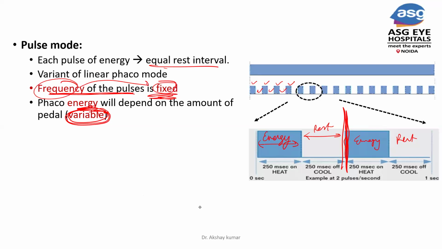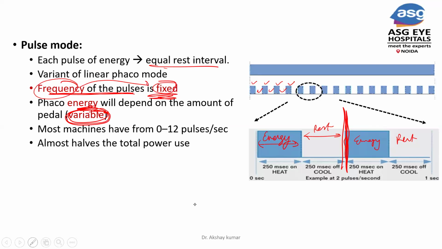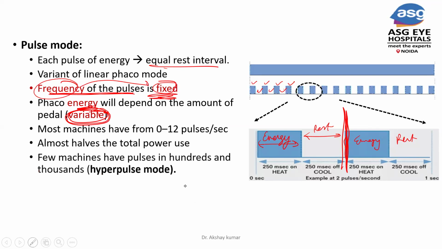Most of the machines have 0 to 12 pulses per second. It almost halves the total power use. Few machines also have hundreds and thousands of pulses, so it is also called hyperpulse mode.